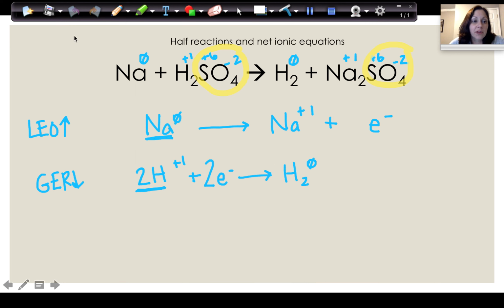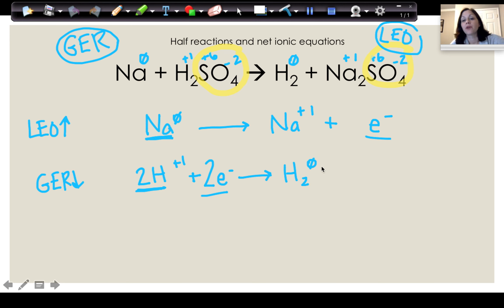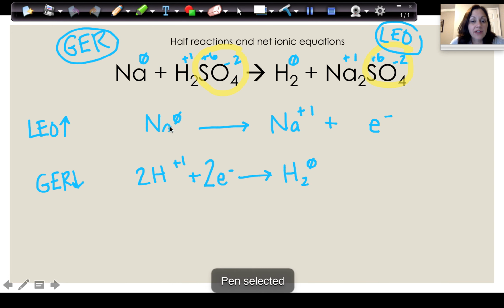If you noticed before, we also said GER by LEO. The electrons for reduction go before the arrow. The electrons for oxidation go after the arrow. So reduction, electrons were before the arrow. Oxidation, electrons were after the arrow. So now these are my 2 half reactions. One half reaction for oxidation, that's our LEO. One half reaction for reduction, that's our GER. So we're going to label this one oxidation, this one reduction.